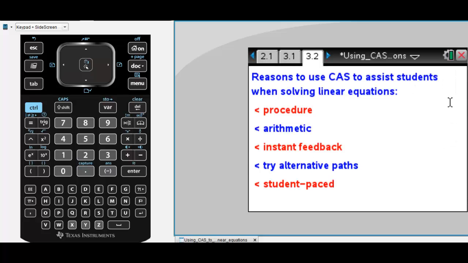Now, the reasons I like to use CAS to assist students in solving linear equations is, first of all, it helps them to learn the procedure without getting bogged down with other things. It catches their arithmetic mistakes that often bog students down. It helps students find their errors and correct them immediately. They get instant feedback, good feedback. They can try alternative paths, say, what if I would have done this to both sides, and see what would have happened, and kind of investigate and explore. And also I like it just because it's student-paced, and it's like having a teacher sitting there right with them, telling them, no, this is what you should have gotten, and help them find their mistakes.